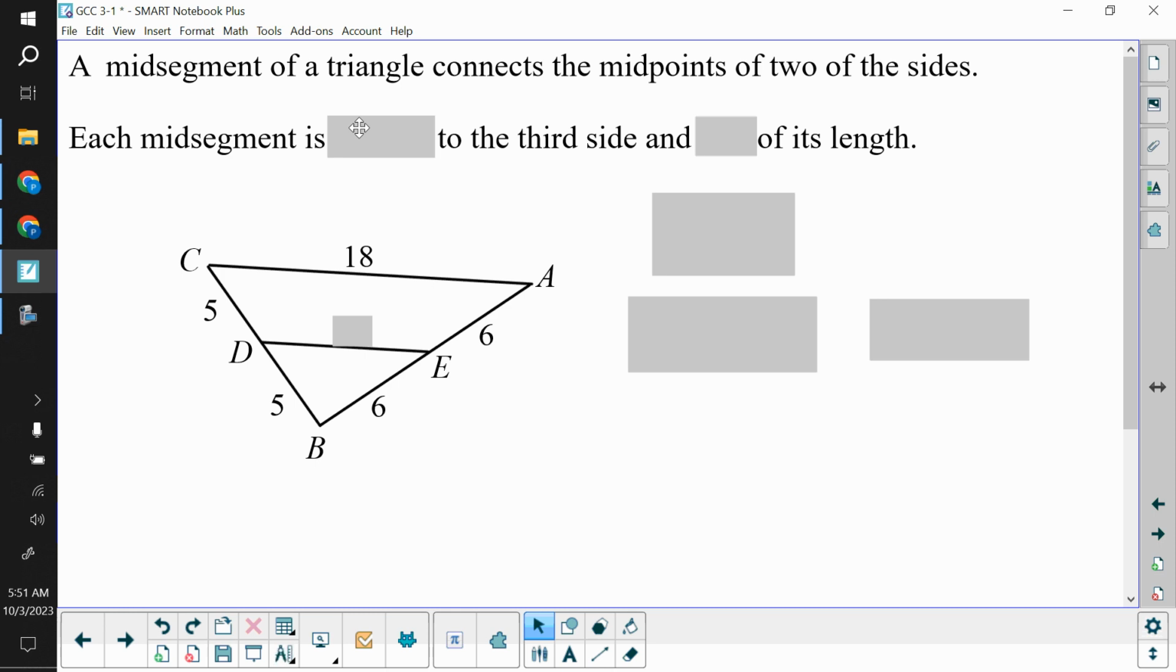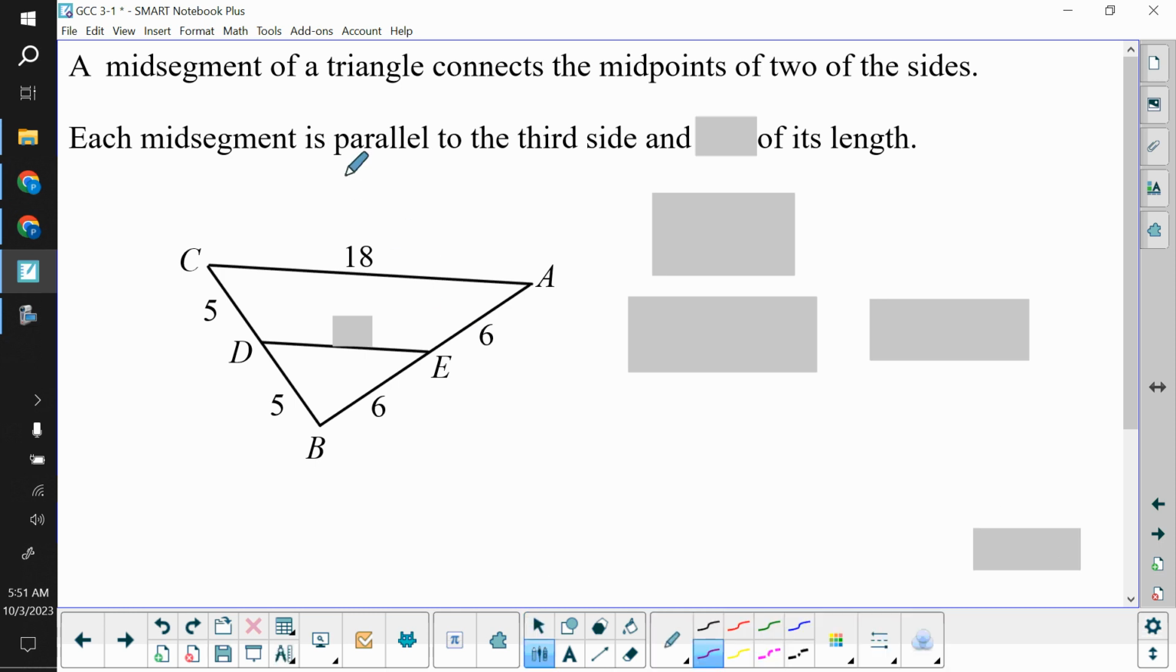So a mid-segment of a triangle connects the midpoints of two of the sides. That's what we just did. So our first thing we want to fill in: the mid-segment is parallel to that third side. And the mid-segment is half its length. So we can either say the mid-segment's half the length of the third side, or the third side is double the length of the mid-segment. Those are both saying the same thing.